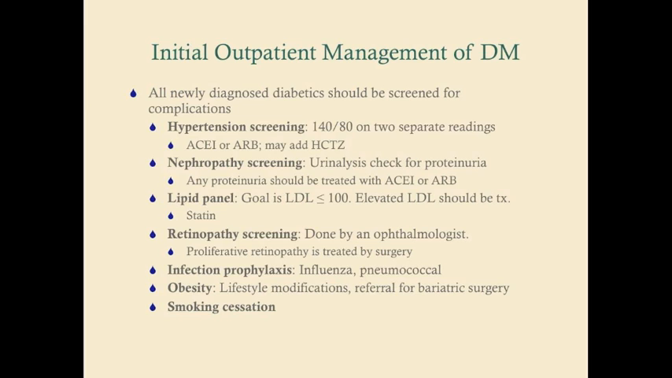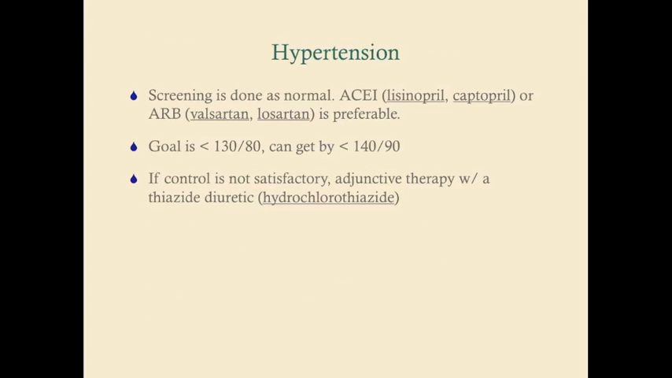Obesity should be managed as well, and that's done by diet and exercise, lifestyle modifications. If the patient is morbidly obese, you can refer them for bariatric surgery. Some patients are going to qualify, other patients aren't. Generally, they need to be about 100 pounds overweight, or over their highest recommended weight, or have a BMI of greater than 35. But that's really going to depend on whether the surgeon wants to do it. And then smoking cessation, of course, is always recommended.